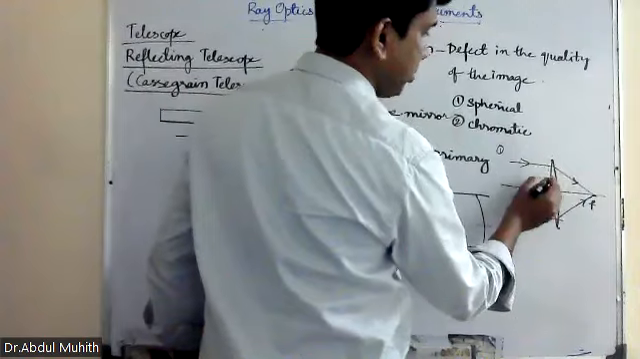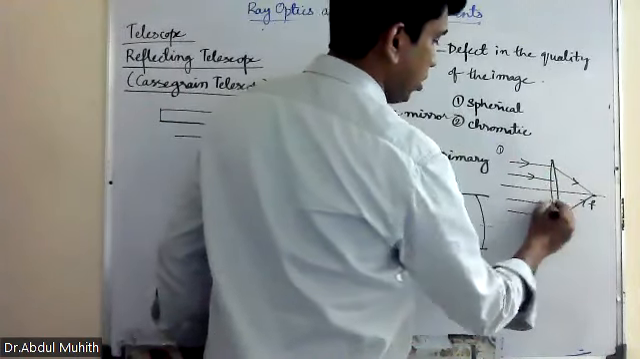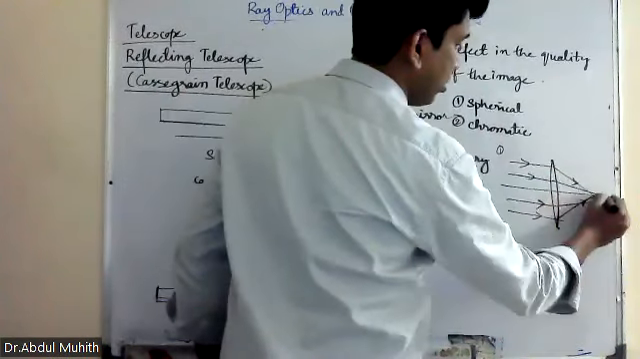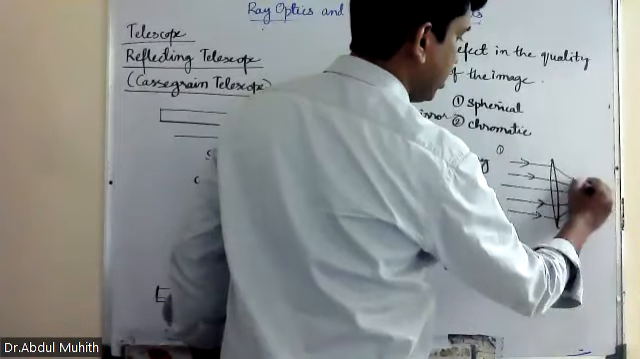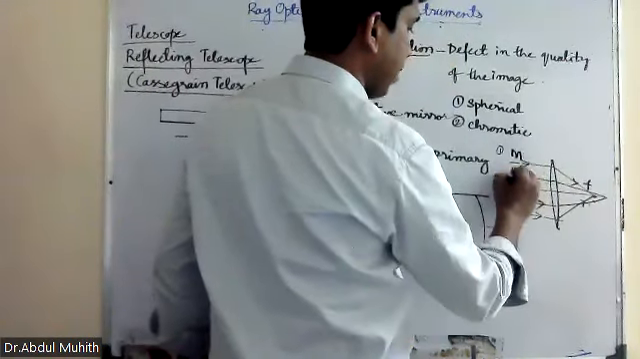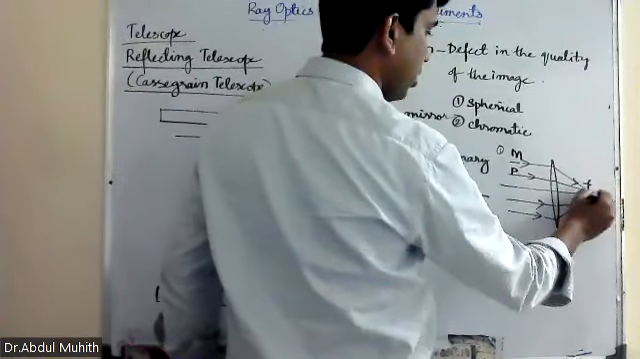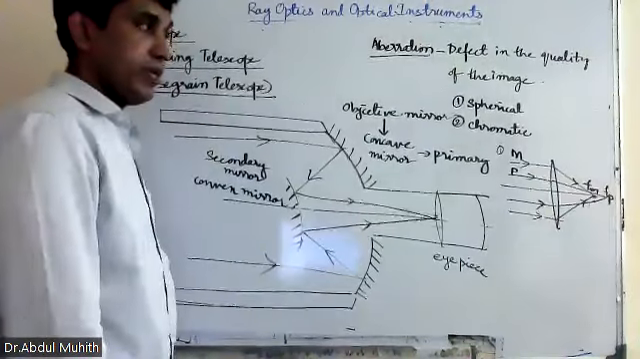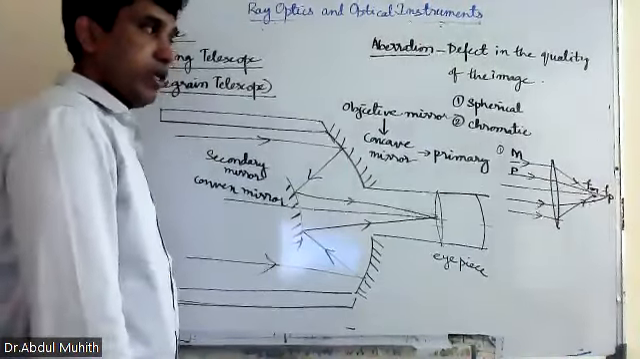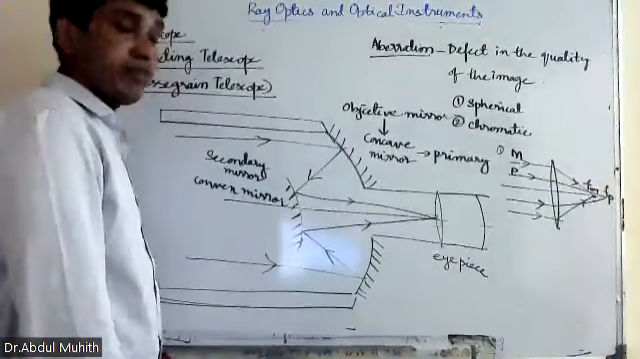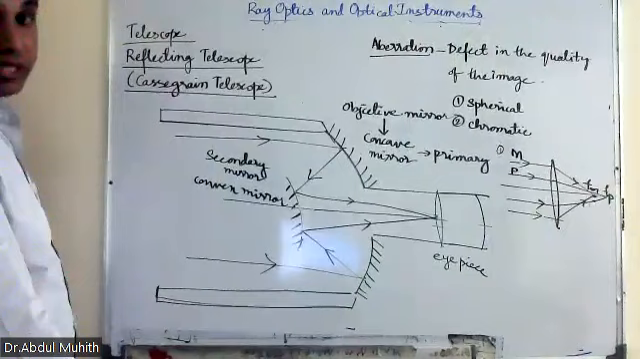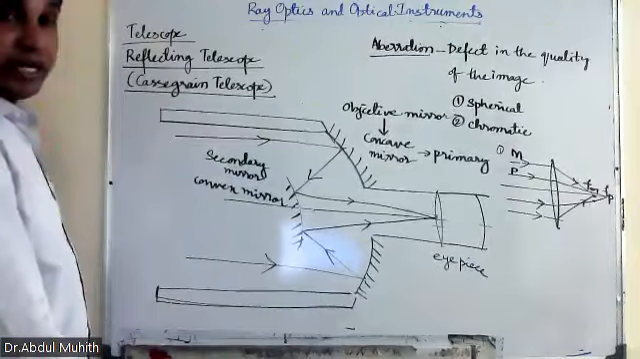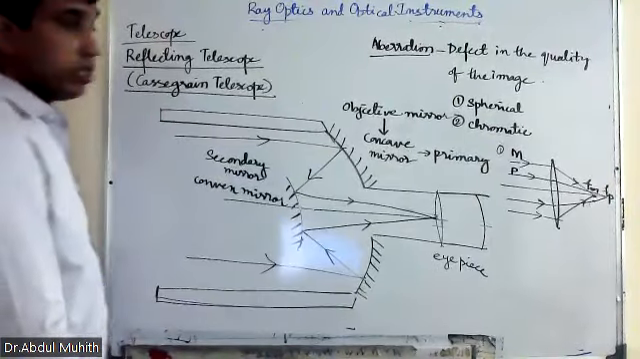Now what happens? Sometimes the rays which are very close to the axis form the image here, and the others form it here. This is marginal rays, and this is the paraxial rays. So marginal rays meet before the paraxial rays, meaning we get two focal points, FM and FP. FM is the focal point due to the marginal rays, meaning away from the principal axis. Paraxial means very close to the principal axis. So they don't meet at the same point, and the image is blurred. The quality of the image is not good. That is said to be spherical aberration.